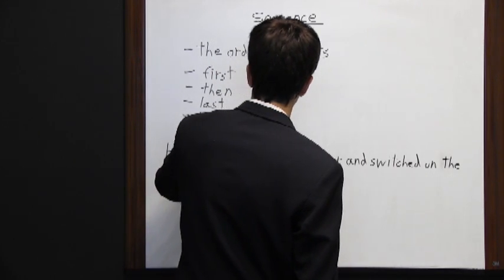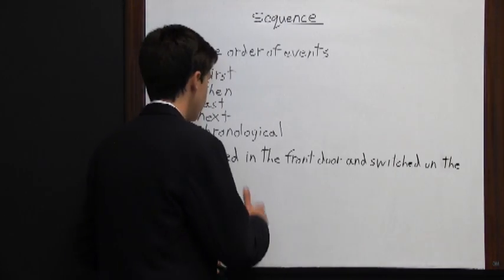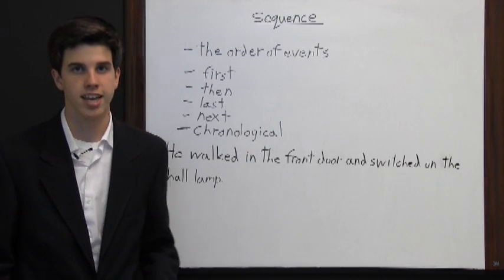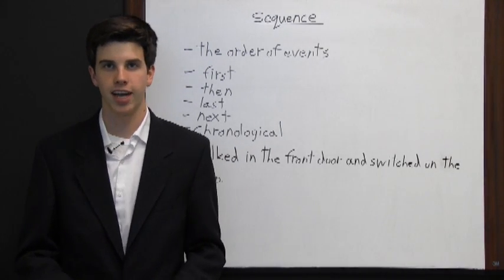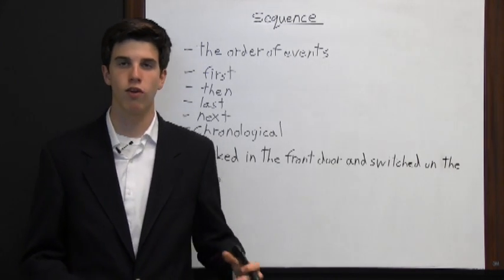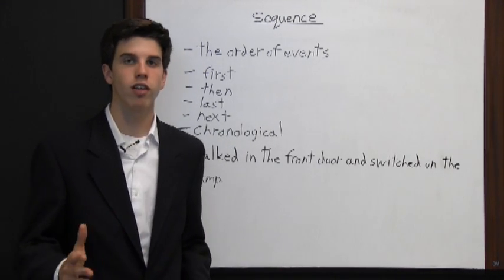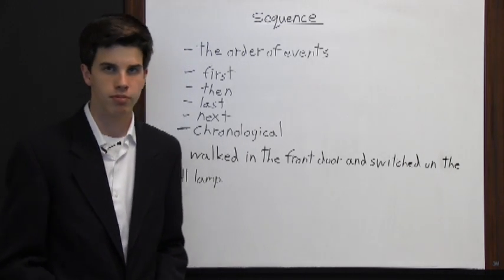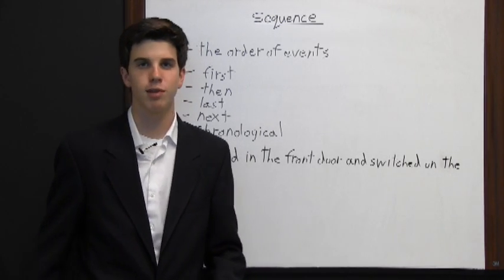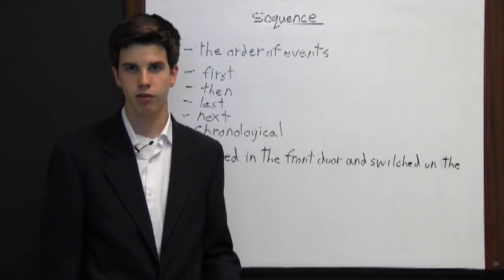Basically, chronological means based on time. So if I was talking about my day, I would say, okay, at 7 o'clock I got up, at 7:30 I ate breakfast, at 8 o'clock I went for a run, and then at 12 o'clock I ate lunch. See, that's chronological. It's proceeding through time. Now, some texts might not be in chronological order, and so those can be more confusing when trying to find the sequence.